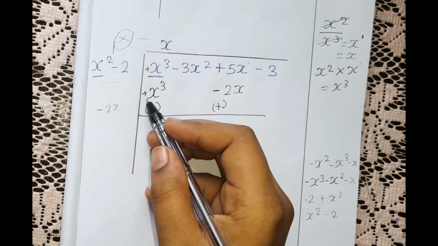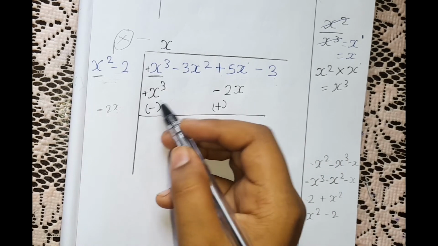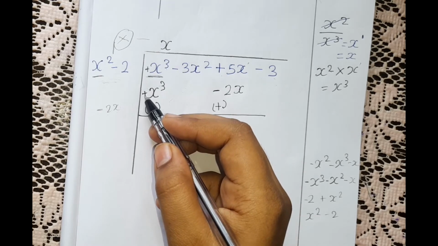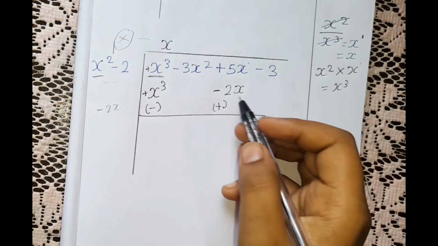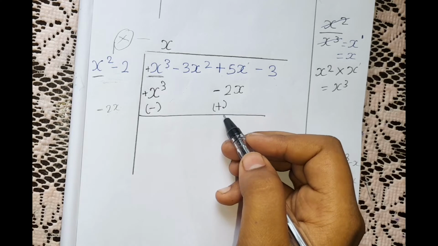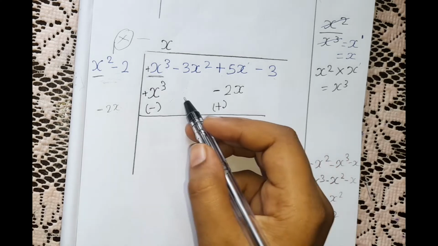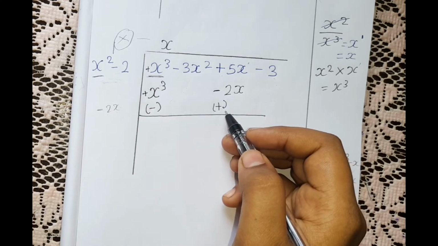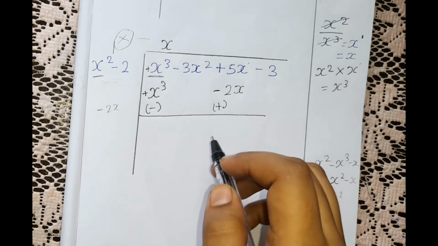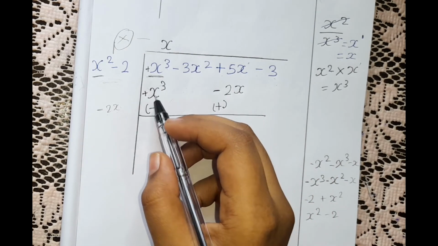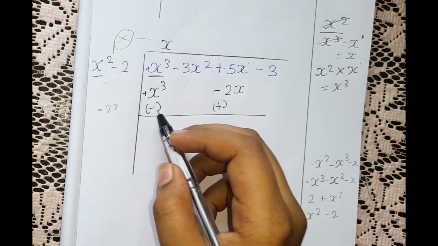So if you have plus, you convert into minus. If you have minus, convert into plus. Okay. Wherever you get minus right over here, then you are supposed to convert it. Okay. Then the value is minus x cube. Okay. Think that minus x cube.